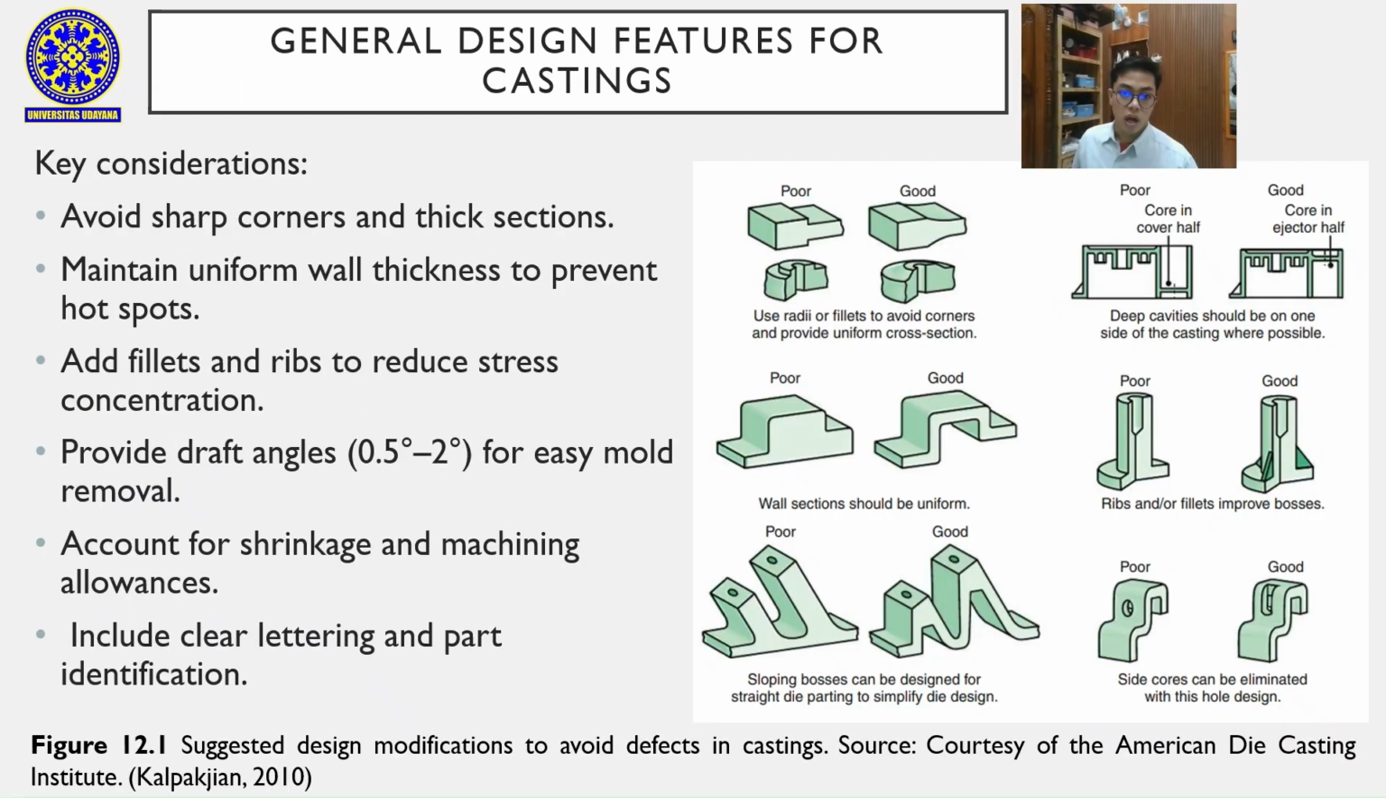Sharp corners, uneven wall thickness, and flat surfaces often cause stress or defects. To avoid this, designers use fillets, uniform sections, and proper draft angles. Shrinkage and machining allowance must also be considered. Figure 12.1 and 12.2 illustrate examples of poor and good casting designs.